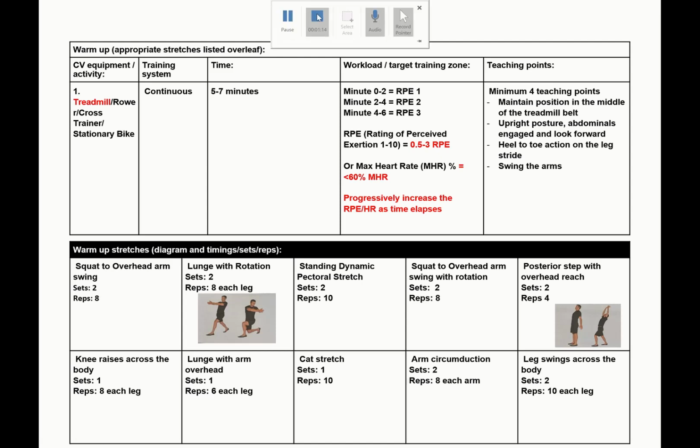An additional point to the warm-up stretches is that we must include both upper body and lower body stretches throughout the 10 examples that you're going to give. You must include reps and sets, and all of the exercises must be dynamic. So dynamic means a stretch whilst on the move.